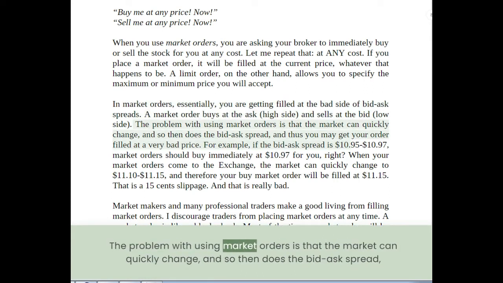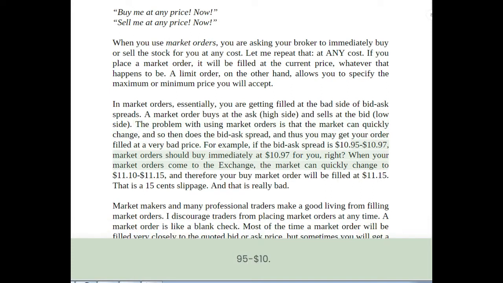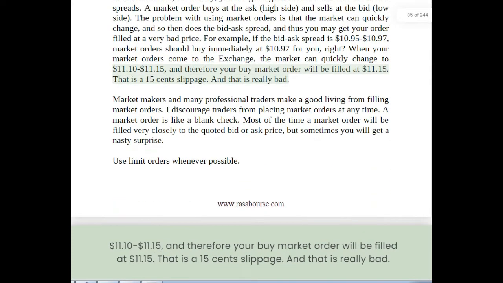The problem with using market orders is that the market can quickly change, and so then does the bid-ask spread, and thus you may get your order filled at a very bad price. For example, if the bid-ask spread is $10.95 minus $10.97, market orders should buy immediately at $10.97 for you, right? When your market orders come to the exchange, the market can quickly change to $11.10 minus $11.15, and therefore your buy market order will be filled at $11.15. That is a 15-cent slippage, and that is really bad.